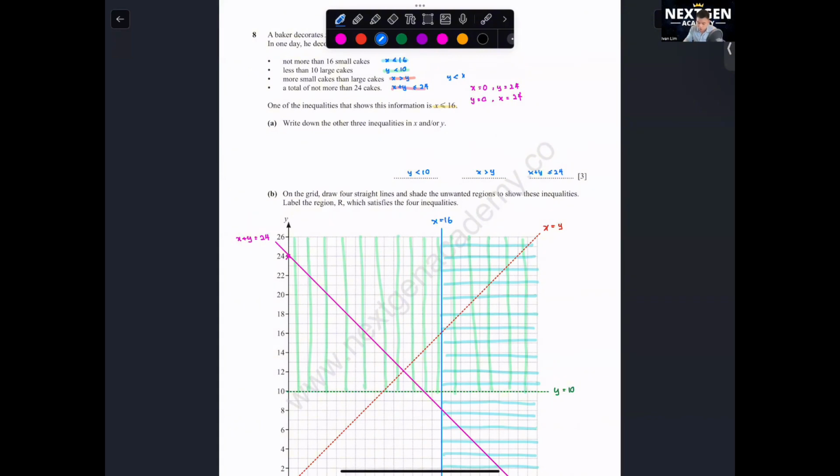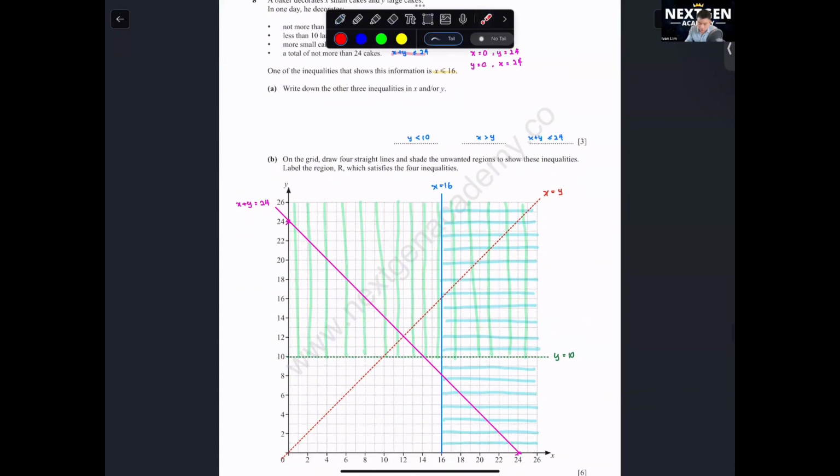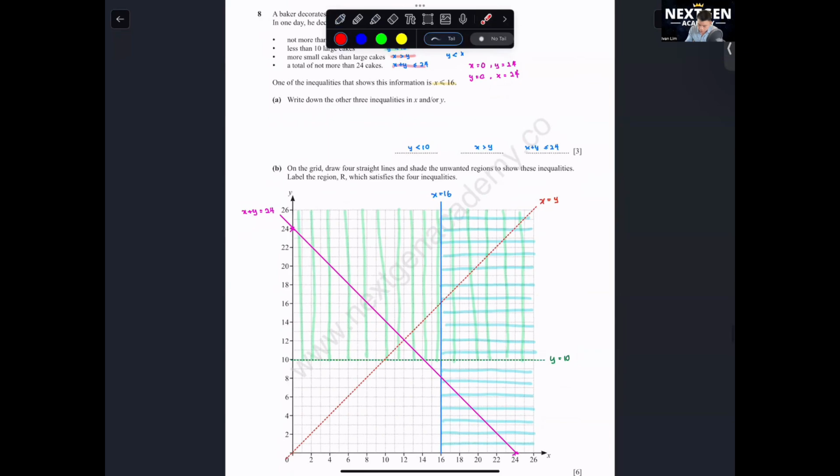Why do I always put it like this? At least I understand if y is on the left-hand side, I can think of it as the top part or the bottom part. It's easier for you to see that way. Y less than x means I want this part here, because this part here is where all your y's are smaller than your x. So you see here, my y is equal to 0. So I don't want this top part. Shade it off.